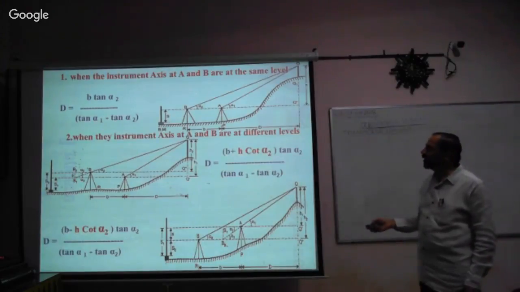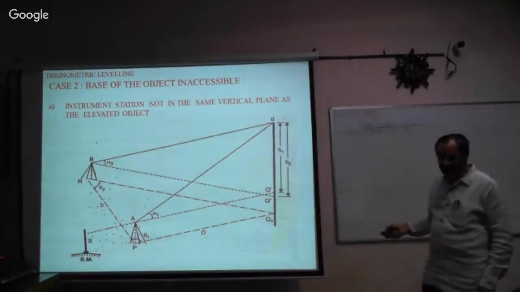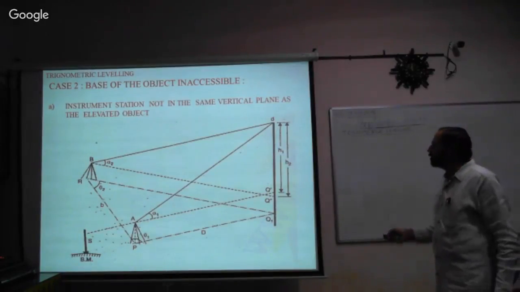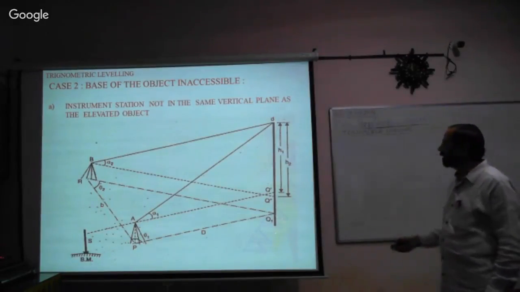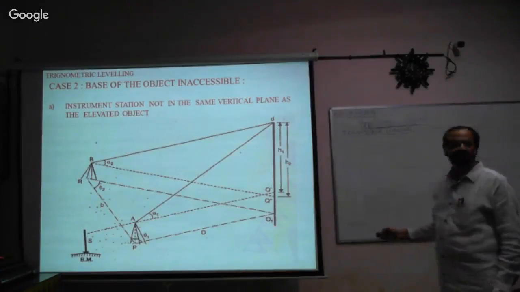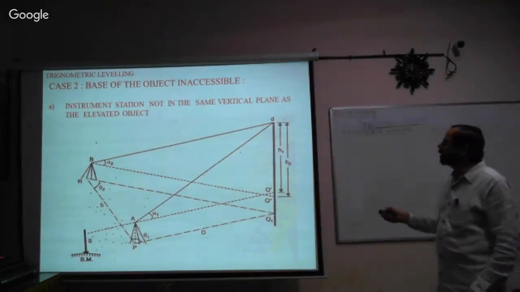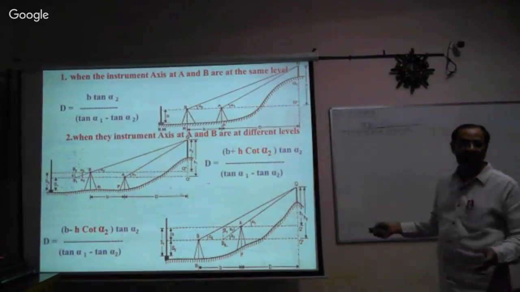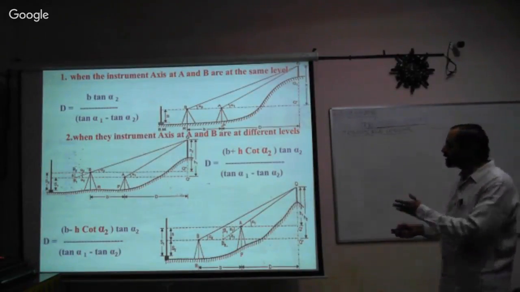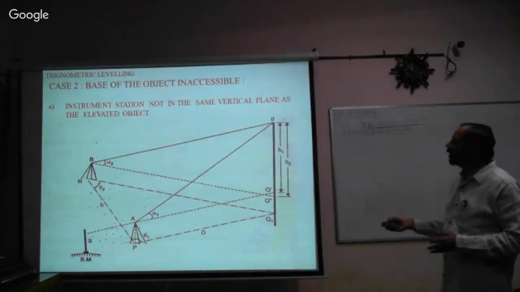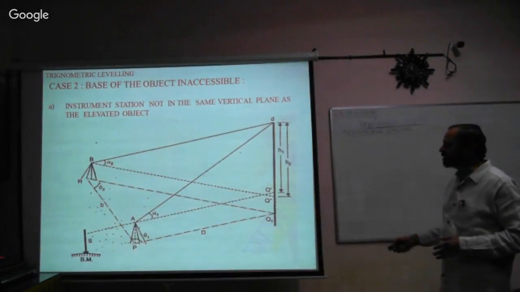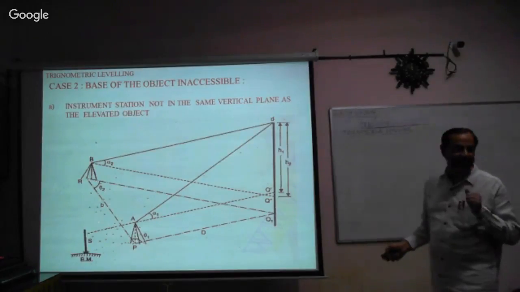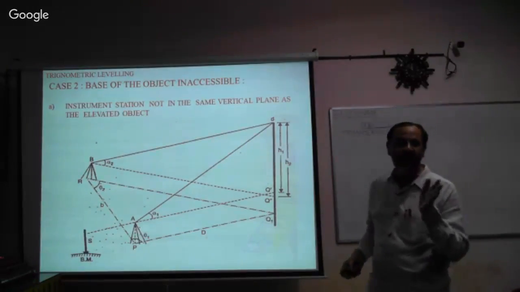Now let us see another case. Now there is an object here, and we are unable to conduct the experiments like this. We are unable to have situations like this. Therefore, the instrument stations are not in one plane. Already I told you that.